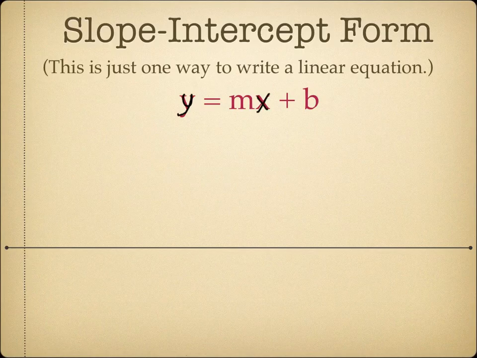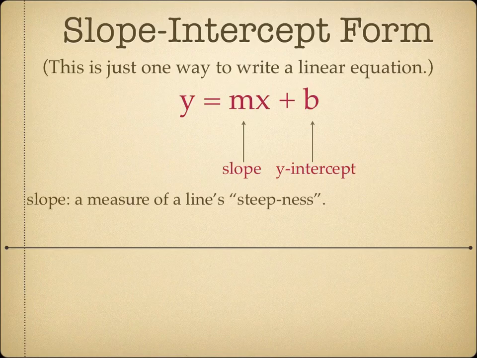And then m will be a number and b will be a number. Okay, so when you write these equations, x and y stay put because that's where you're plugging in your values to find your solutions. And the m and the b will be numbers. So the m, just so you know, represents the slope. Okay, and is a measure of how steep the line is.